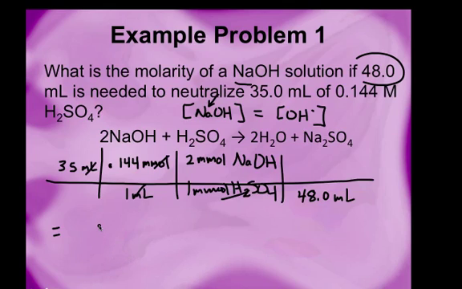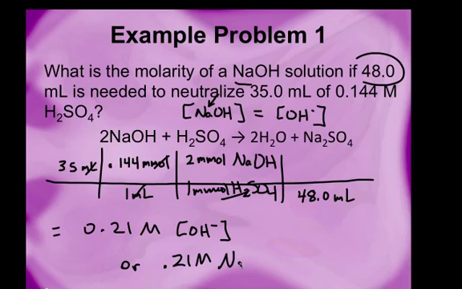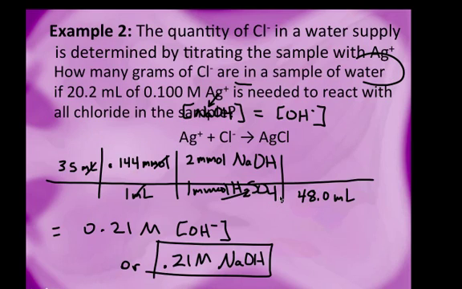Good. Well, time for a calculator. I've got mine, and I sure hope you have yours. So 35 times 0.144 times 2. Then we'll divide that whole thing by 48. So I have 0.21 molar hydroxide ion concentration, or we could call this 0.21 molar NaOH. Put a box around your answer, and we're all set. So when in doubt, go to moles, just like always.